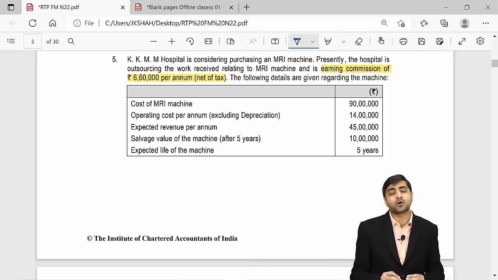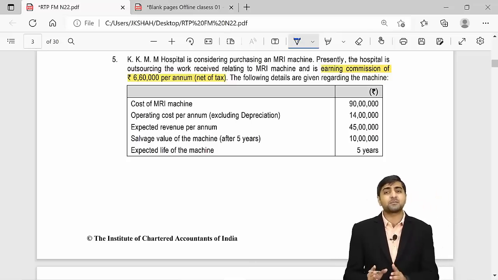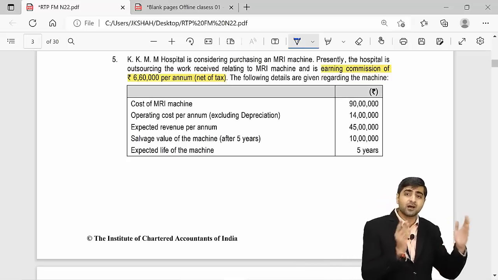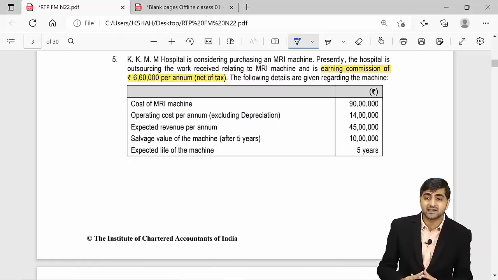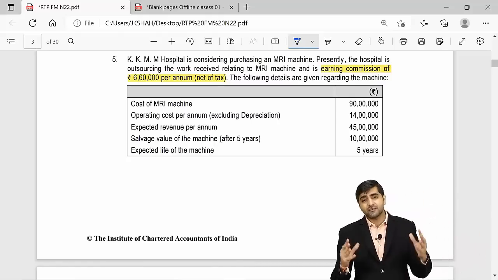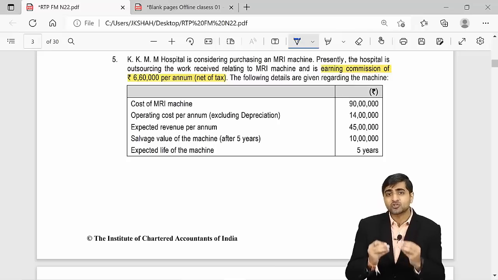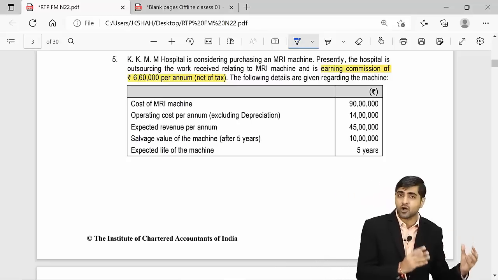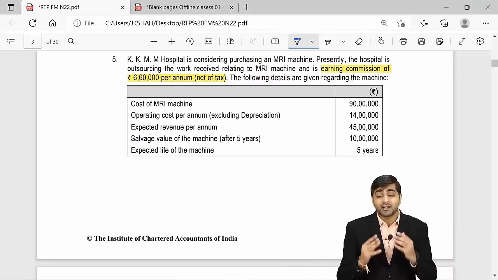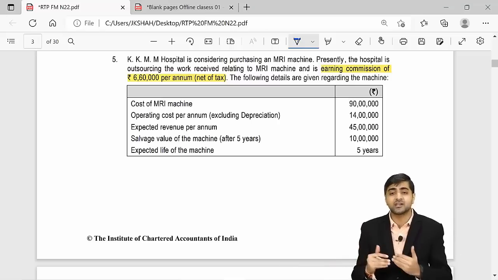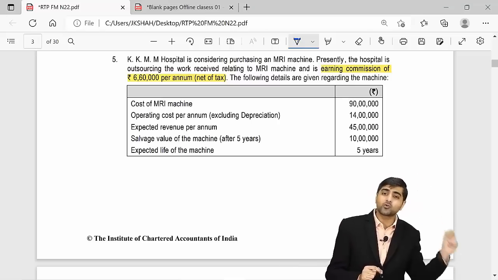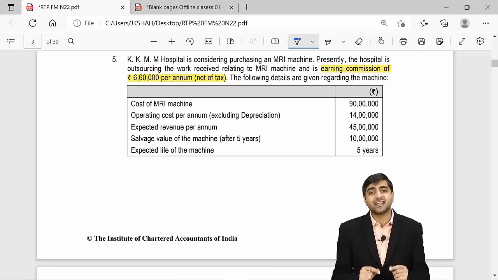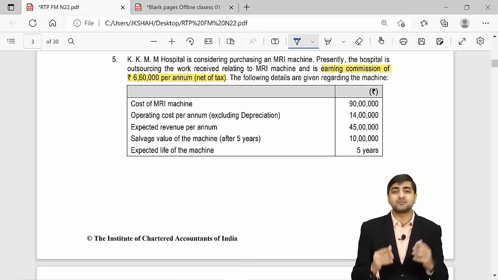But here one of the most important parts is that currently this particular hospital is outsourcing the diagnostic work to some other firm, to some other diagnostic center outside the hospital. And whenever this hospital outsources some diagnostic work to someone else, definitely they will earn some commission from that other diagnostic center. But now when you are going to purchase your own MRI machine, definitely you are not going to outsource it, which actually means that whatever is your commission income, that will be lost. So there is going to be some loss in revenue.